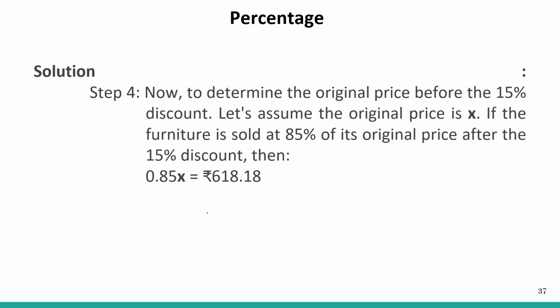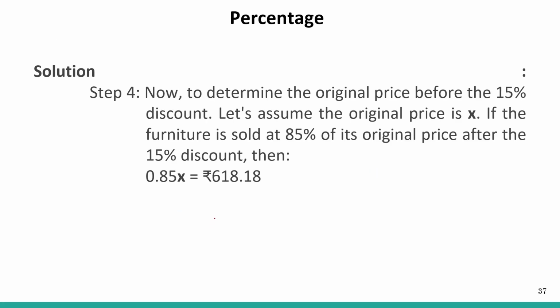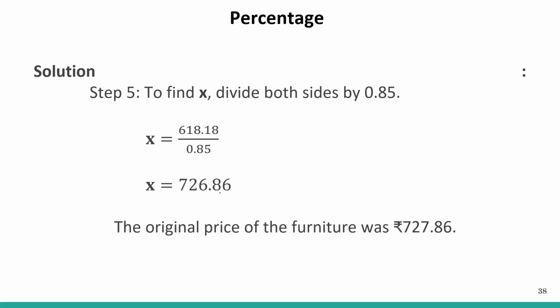So this is the price before sales tax, but after discount. Now determine the original price before the 15% discount. Let's assume the original price is X. If the furniture is sold at 85% of its original price after the 15% discount, then 0.85X is equal to this value. To find X, we divide both sides by 0.85. By doing so, we are left with 726.86. So X is equal to 726.86. So the original price of the furniture was 727.86. This will be the original price.